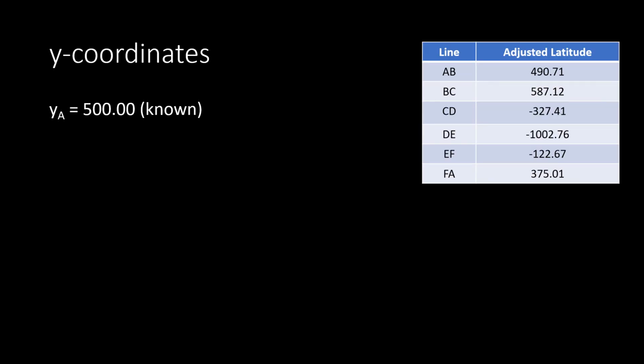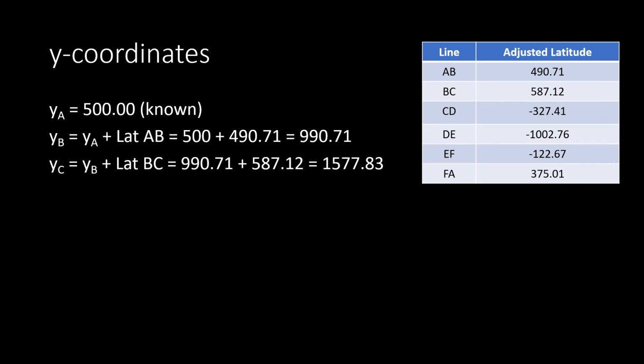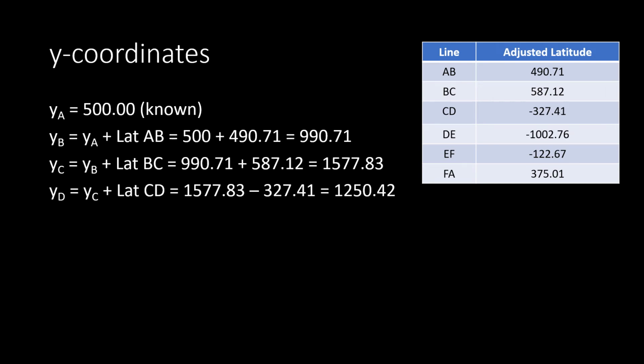So for station A, y sub A is equal to the given coordinate 500. Next, y sub B is equal to the y coordinate of A plus the latitude of AB, which is 990.71. The next, y sub C is equal to y sub B plus the latitude of BC, equal to 1577.83. Going to the next station D, y sub D is equal to y sub C plus latitude of CD, equal to 1250.42.